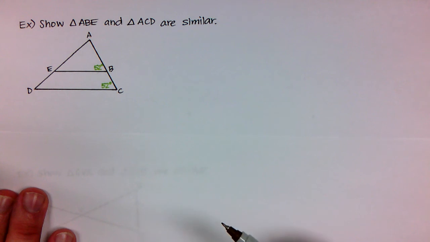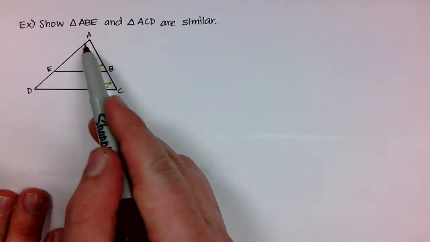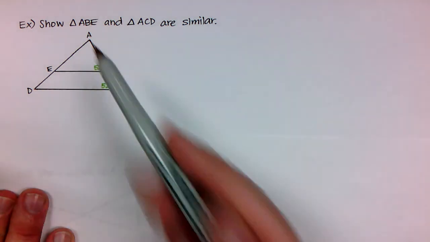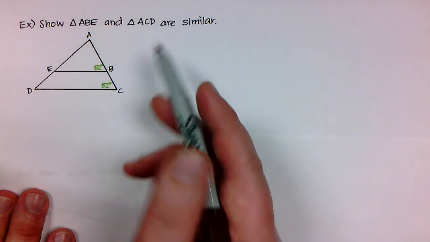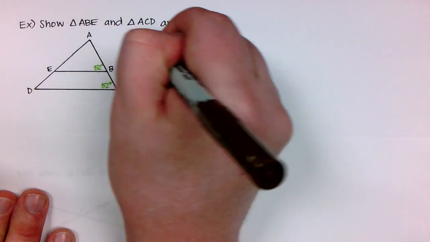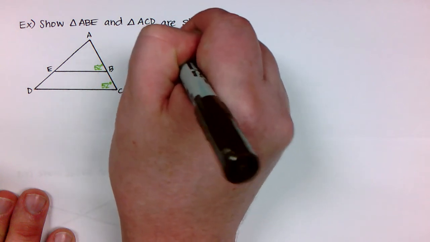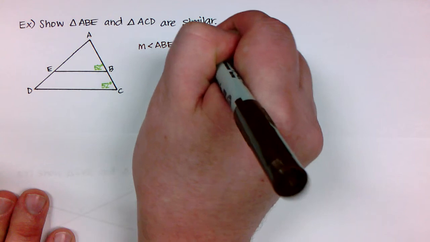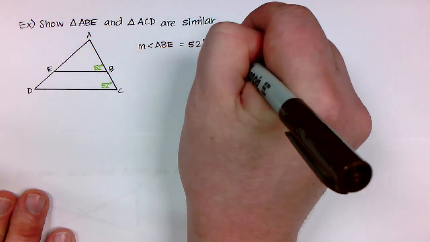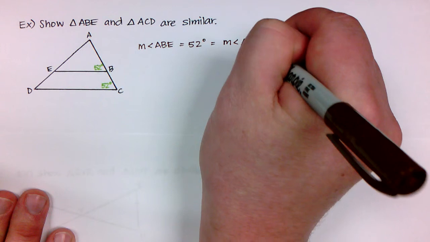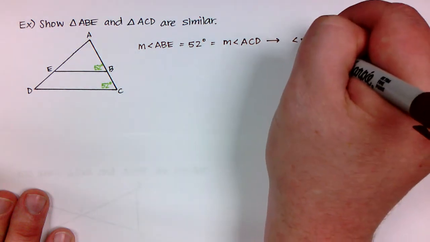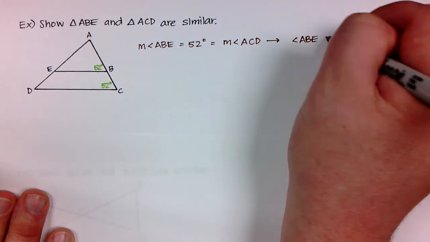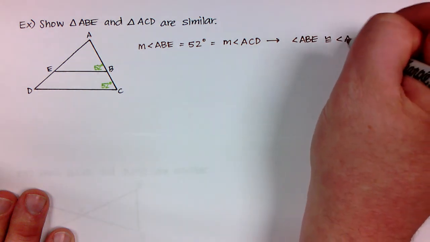And so I just need to prove that two angles are congruent to two angles in the other triangle. So I have this top triangle, and then I have the larger triangle down to the bottom. And I can already see that both of those angles are 52 degrees. So since the measure of angle ABE is equal to 52 degrees, which is also the same as the measure of angle ACD, then I can conclude that angle ABE is congruent to angle ACD.